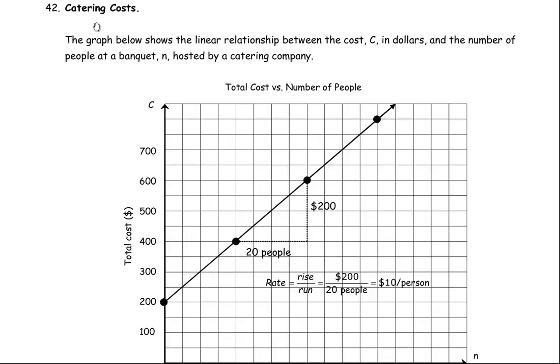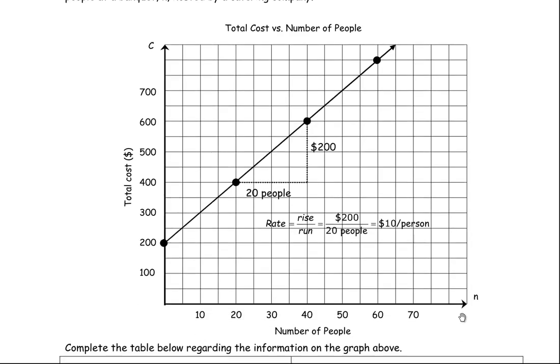Question number 42 for Linear Relations EQAO Practice Questions for Grade 9 Applied is entitled Catering Costs. It says the graph below shows the linear relationship between the cost C in dollars and the number of people at a banquet N hosted by a catering company. So C represents the cost in dollars and N is the number of people. We scroll up a little bit, so N, these are the number of people here.